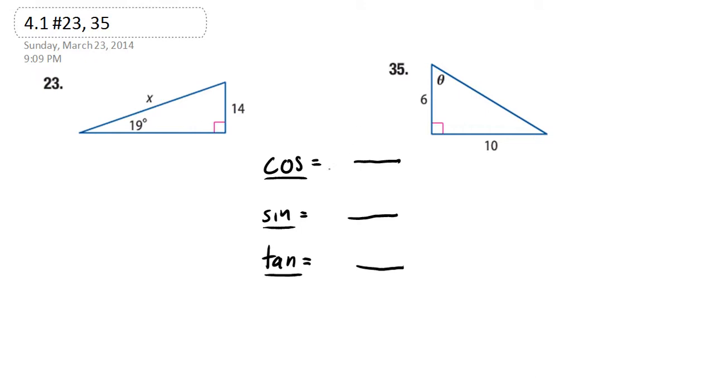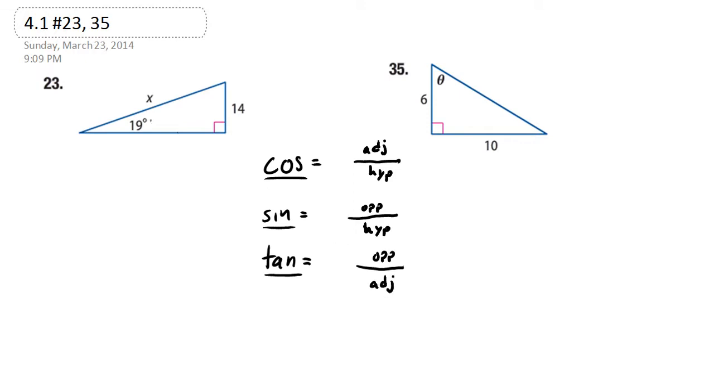So cosine of an angle is equal to the adjacent side over the hypotenuse. Sine is equal to the opposite side over the hypotenuse. And tangent is equal to the opposite side over the adjacent. And I'll explain what this means.